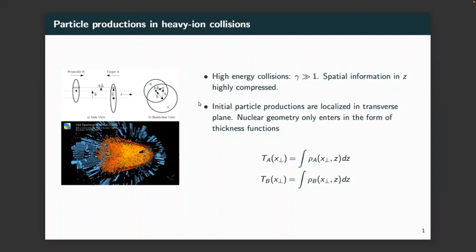So the spatial information of the nucleus is highly compressed, and all you are going to be sensitive to from particle productions is actually this nuclear density integrated over the Z direction. We call it the thickness function. Whatever your nuclear structure calculations give us, eventually a one particle density, all that information will go into the thickness functions.